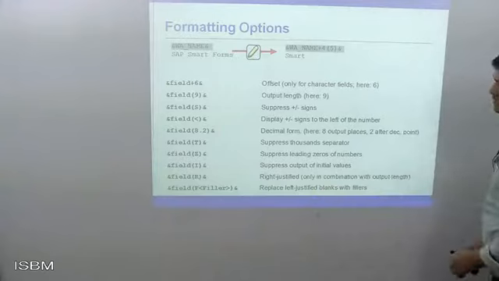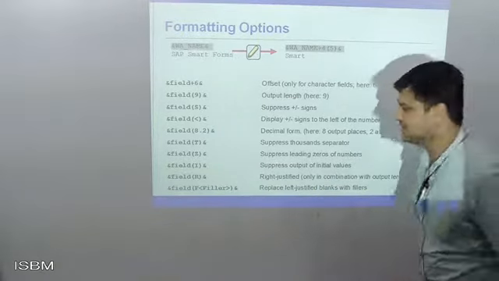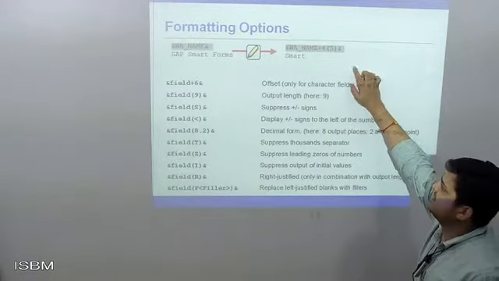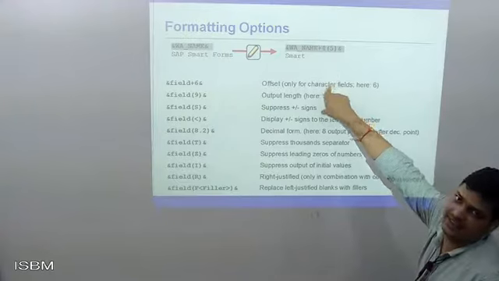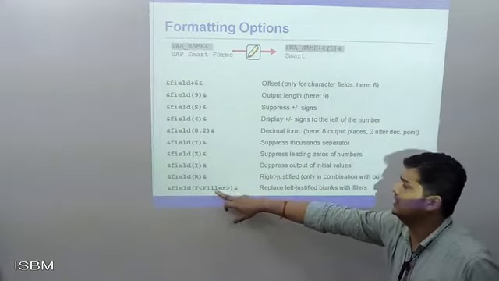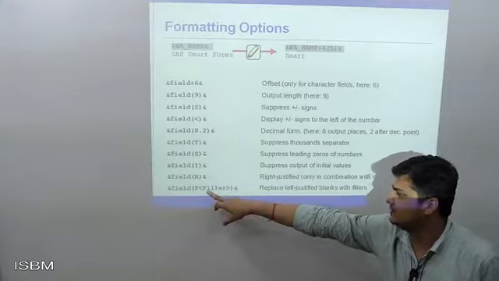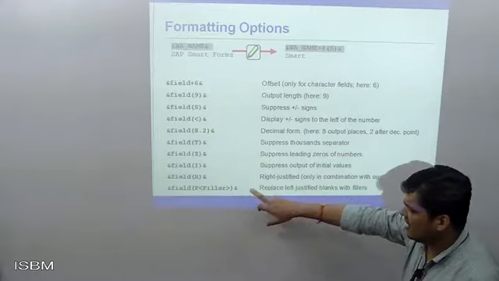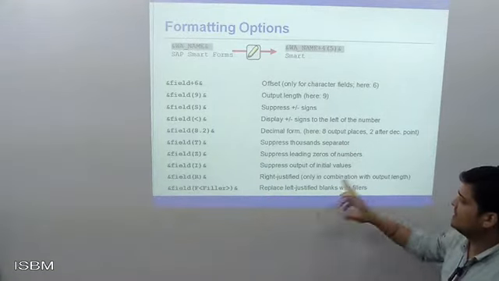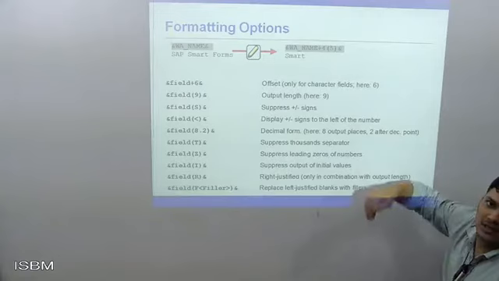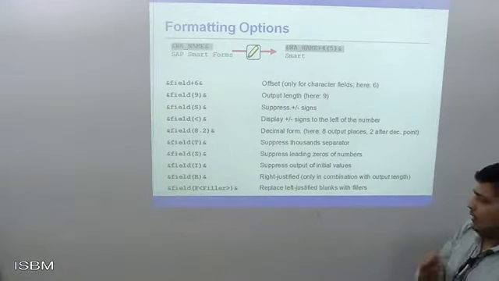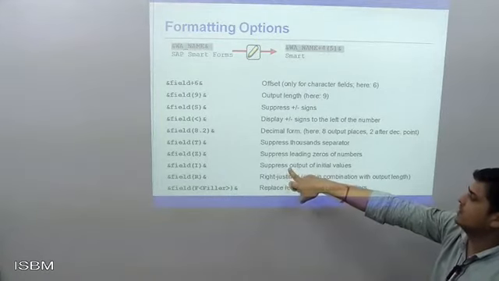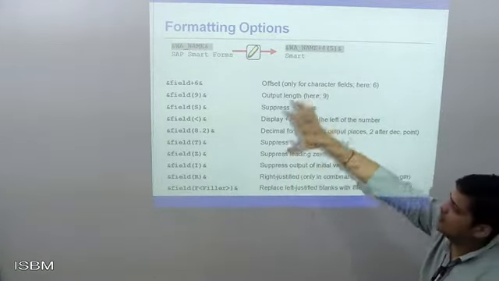What will it do? If you have written something where there is filler, the filler here is a space. If the space is coming from the left side, what we need to do is use this command, ampersand filled F filler. It will replace left-justified blanks with the filler, and it will put the space over there. Then R is right justified, I is for suppressing output of the initial value. This is all called the formatting options.